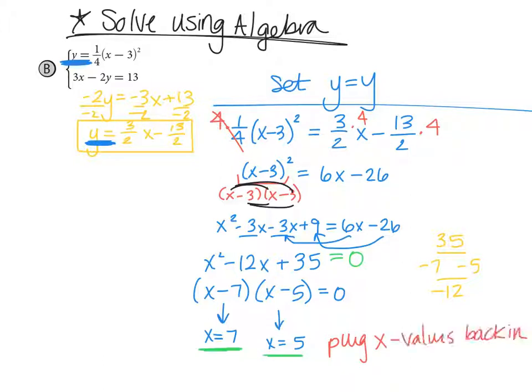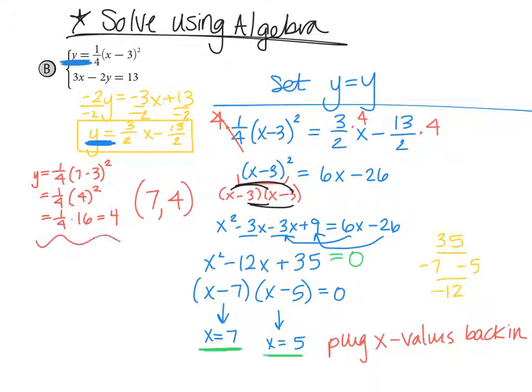And we can do that using either equation. I think I'm going to use one of each just to show you that it doesn't matter which one you use. So I'm going to plug the 7 in the first equation. So that's going to be y equals 1/4 times 7 minus 3 squared. All right, 7 minus 3 is 4. So that's 1/4 times 4 squared. That's 1/4 times 16, and 1/4 of 16 is 4, which means that first solution is 7 because that's the x value I just found, and 4 because that's the y value that goes with it.